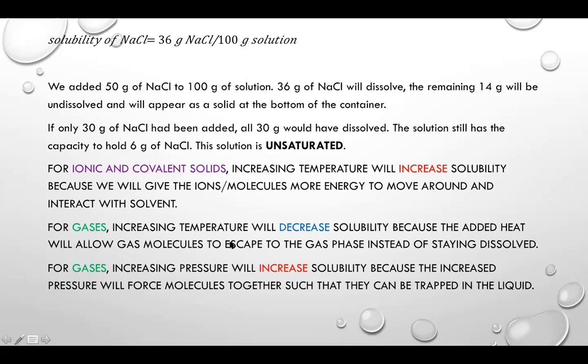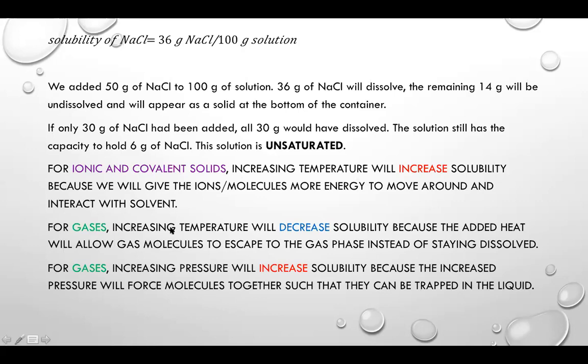So how can we manipulate the solubility? Some of you have done this if you are heating water and you want sugar to dissolve. For ionic and covalent solids, increasing the temperature will increase the solubility because we will give the ions or molecules more energy to move around and interact with the solvent. So when we make things warmer, there's more molecular motion, things are moving around, and they're more likely to interact with the water instead of interacting with other solute molecules.